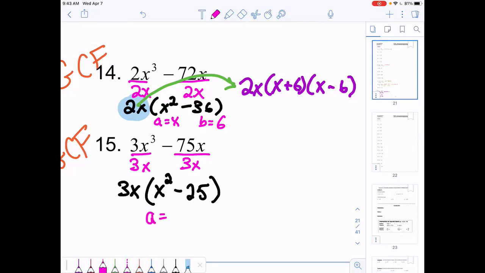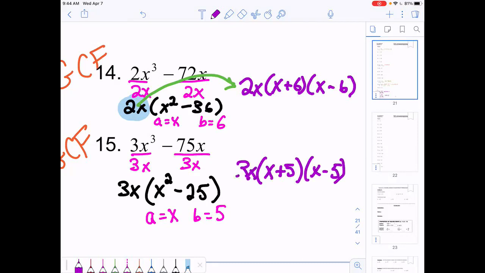And then everybody seems to be doing really well with your A and your B. What are you going to be your A and your B here? The square root of 25 is? 5 again. So you have x and 5. So then you're going to do the opposites. X plus 5, x minus 5. And Jason, what do we need to put in front of this? Don't forget to bring your 3x over.